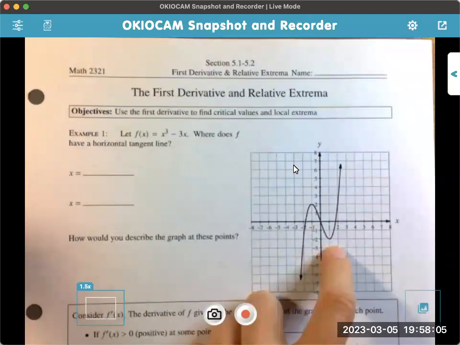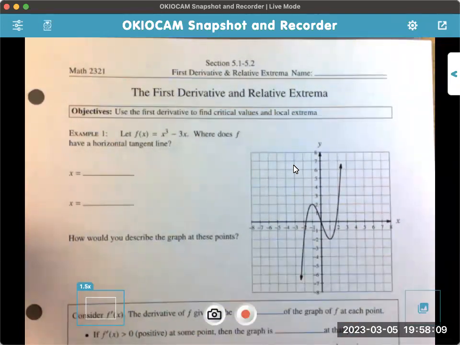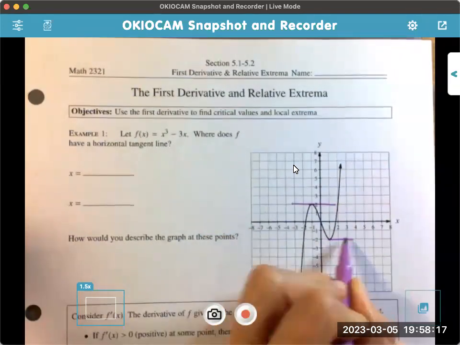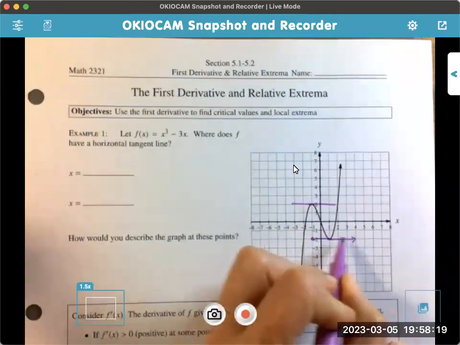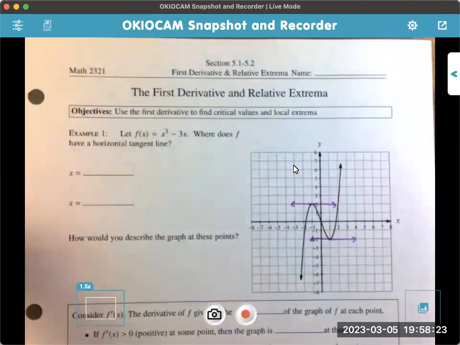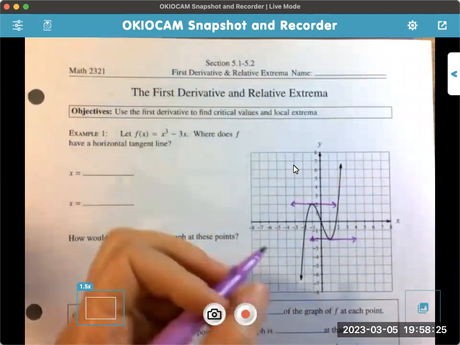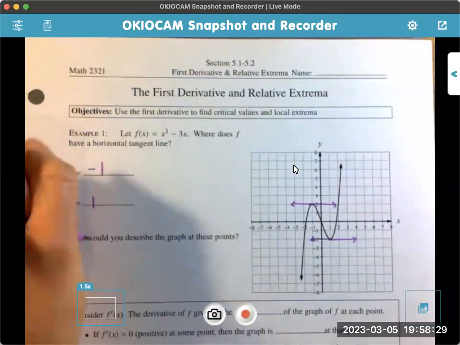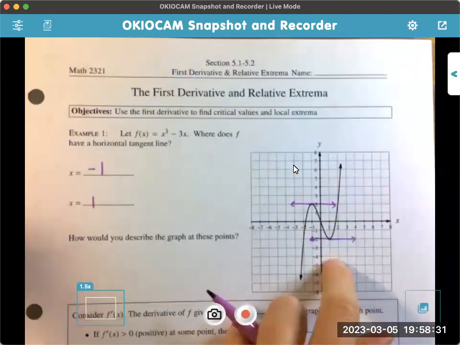Okay. So example 1: let f of x equal x cubed minus 3x. Where does f have a horizontal tangent line? So horizontal tangent line, that's here and here. That's where we have the slope of 0. You had these questions on test 1, right? Always leading you into the next thing. So at x equaling -1 and x equaling 1, we have these horizontal tangent lines.